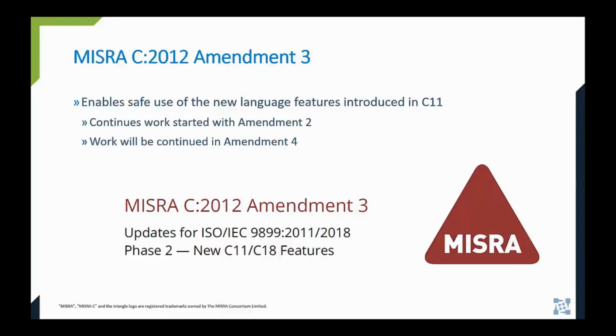Okay, thank you, Mirek. So now let's focus on the latest MISRA publication, Amendment 3 to the MISRA C 2012 coding guidelines. As was already mentioned, the main subject of this document is to provide guidance on the safe use of the new language features introduced in C11. It is a continuation of the work started by Amendment 2 in 2020. On the other hand, it's worth mentioning that there are still some uncovered features like threads and atomics, which are going to be handled by a subsequent amendment. So now let's dive into the contents of this new document.